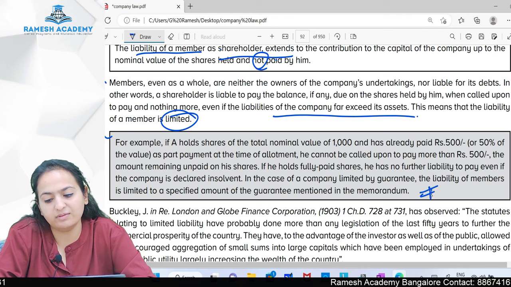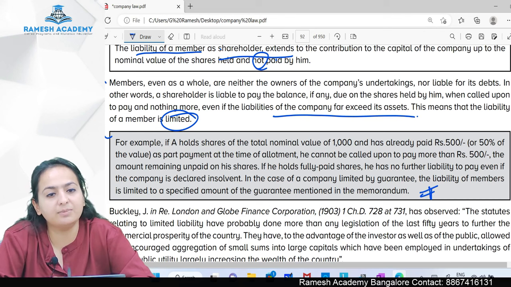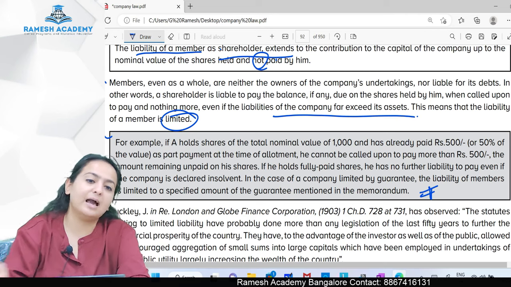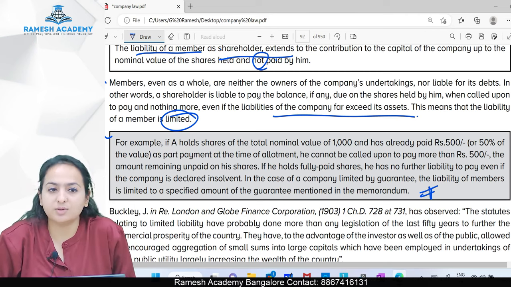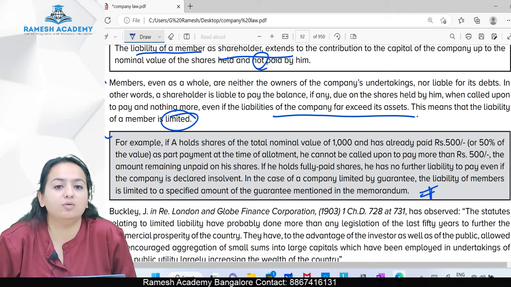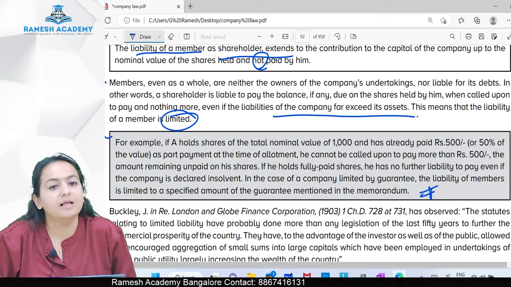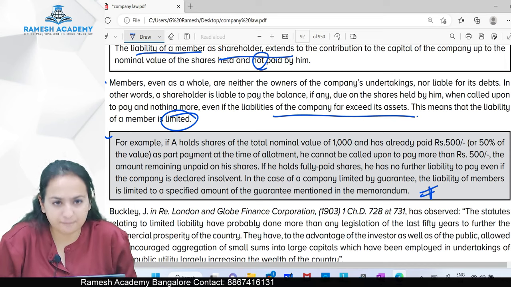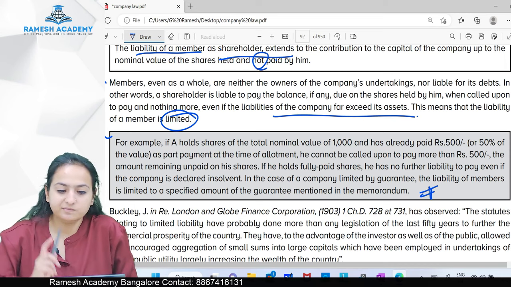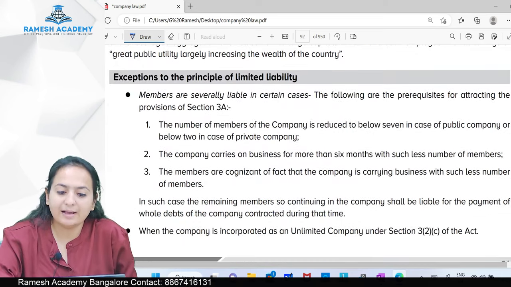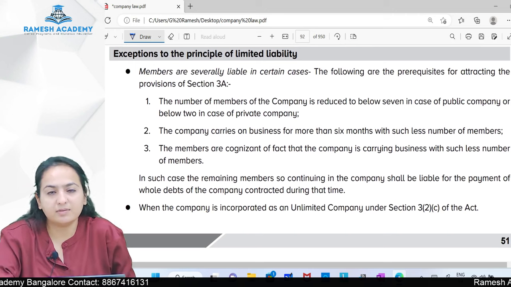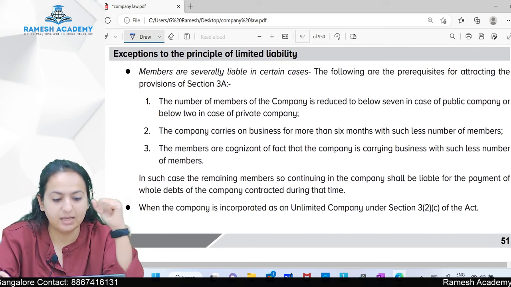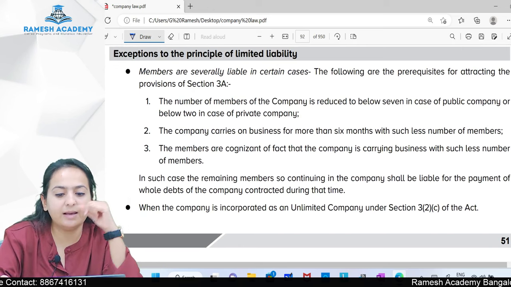Yesterday also, when we were discussing the definitions, company limited by shares and company limited by guarantee, in a company limited by guarantee also, shareholders are only responsible for the guaranteed amount which was specified in the MOA at the time of subscribing to the shares, yeah? Next comes exceptions to the principle of limited liability. Now you have read that members have limited liability. What are the exceptions? See, the members are severally liable in certain cases.